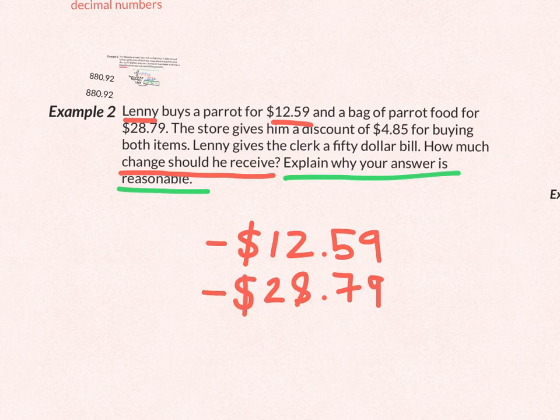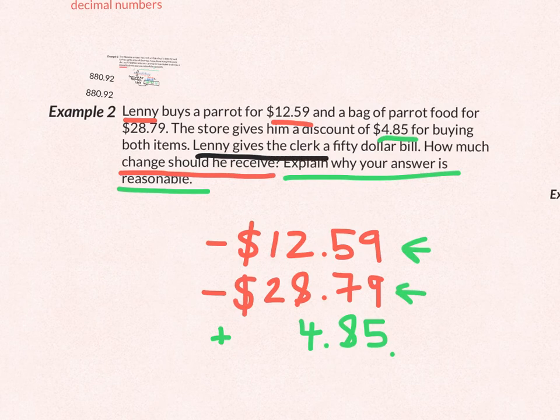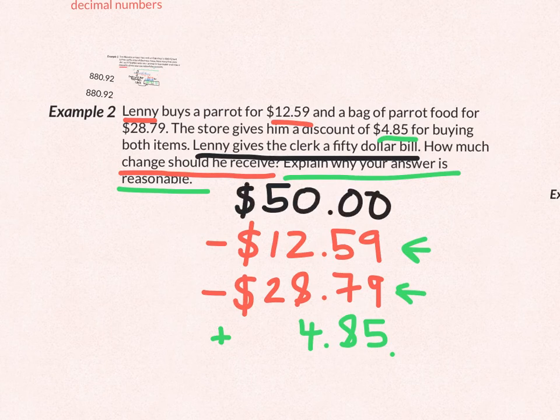And then it says that the store gives him a discount of $4.85. So a discount is when the store says that you don't have to pay that part. Some people call it a sale. And so he's going to get $4.85 back from that money that he's paying. And then last, it says here that Lenny gives the clerk a $50 bill. So that means that what he had at the start was $50. That's what he's paying with.